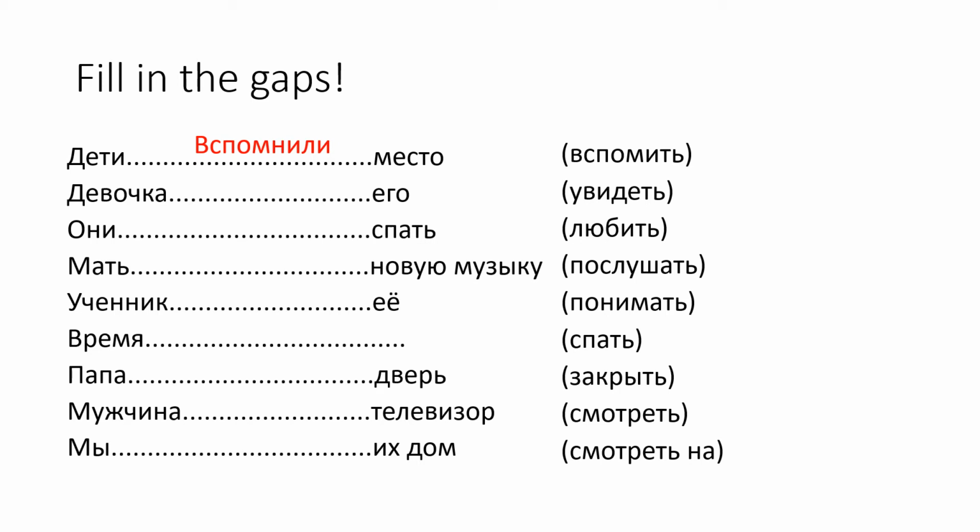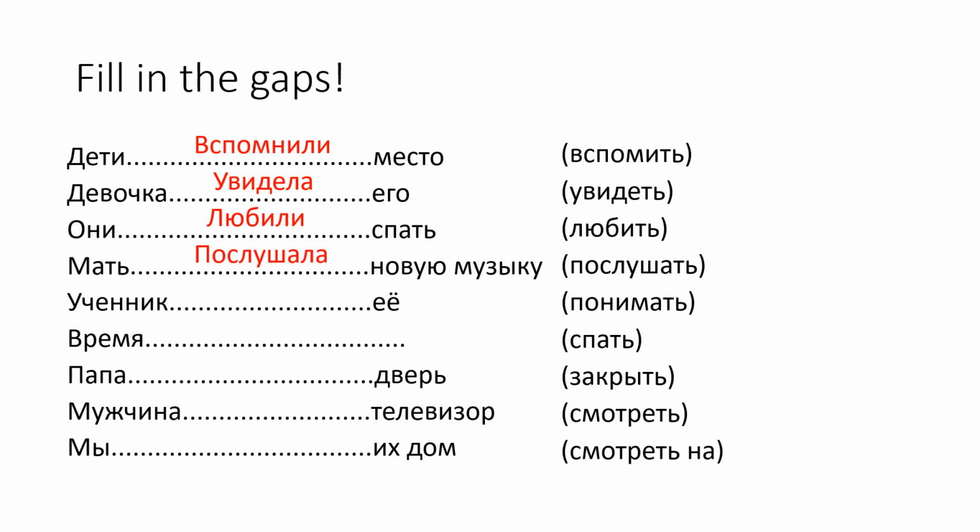Девочка, and then the verb увидеть in the past tense. Его. Его is the personal pronoun meaning him. It's in the accusative because it's the object of this sentence. So the girl saw him. That's why it's in the accusative. Девочка увидела его. Они любили спать. They loved to sleep.